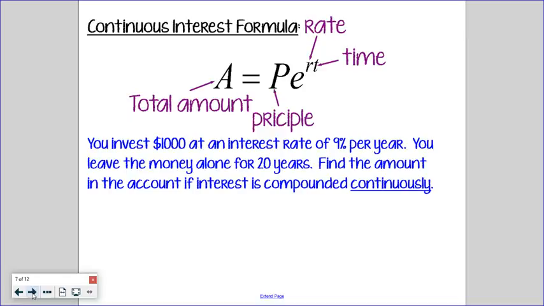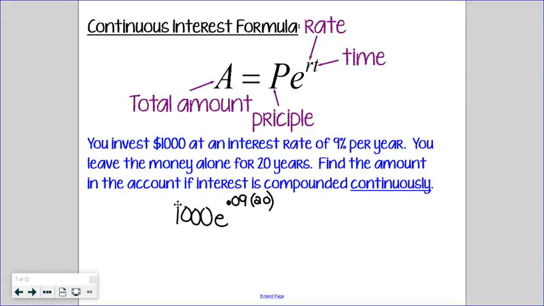Same exact numbers that we had in that first situation, so now just showing you how this is a little bit different. $1,000, interest rate of 9% for 20 years, but compounded continuously means I put those values into this formula instead. So I would be typing in 1,000e raised to the 0.09 times 20.